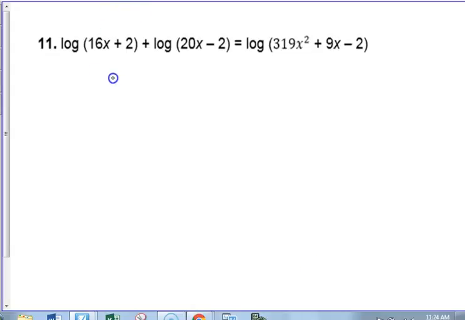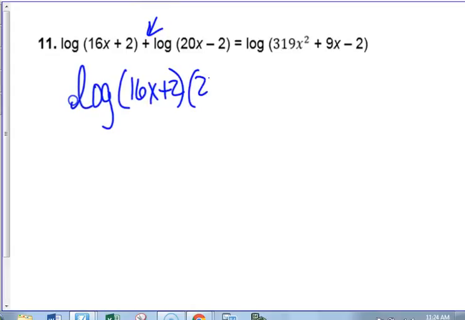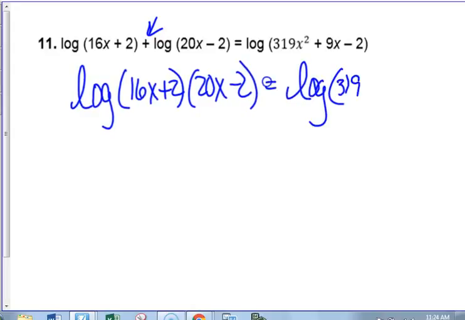This looks long and nasty, but I think we can get rid of the logs fairly quickly. What do we need to do? Plus becomes multiply: 16x plus 2 times 20x minus 2 equals 319x squared plus 9x minus 2. Who came up with this mess?